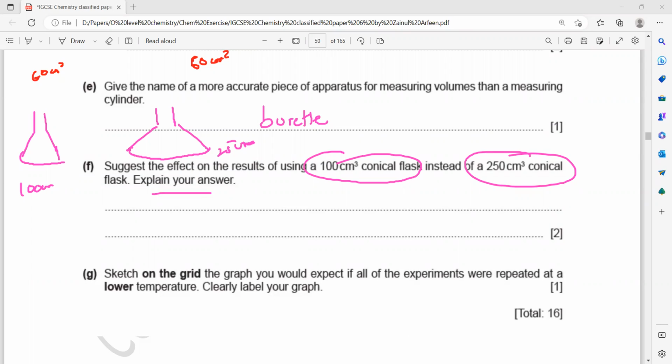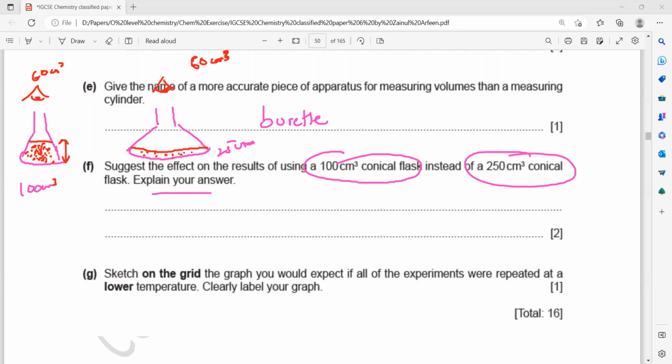So when we use a 100 cm³ conical flask, that 60 cm³ will have a greater depth of solution. When the same 60 cm³ is in a 250 cm³ conical flask, it will have a smaller depth. With a greater depth, when the solid forms, the text will disappear quickly, because you won't be able to see the text underneath. With a shorter depth, you are still able to see for a longer period of time.